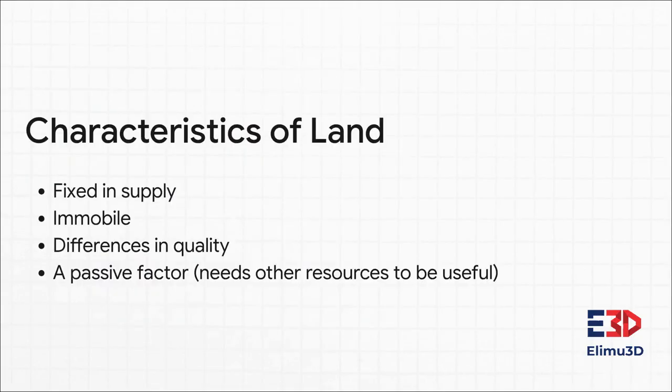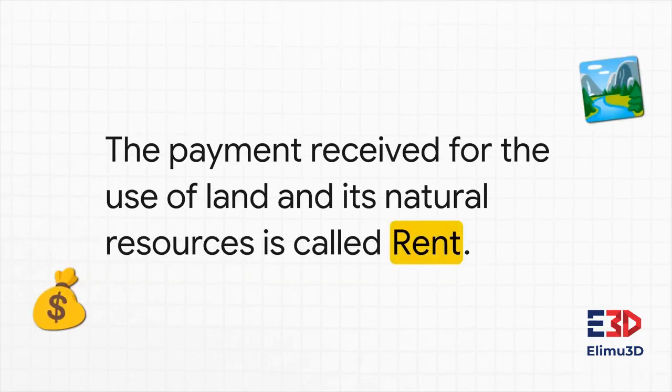Now, land has some pretty unique properties. First, its supply is fixed. We can't just create another continent, right? It's also immobile. You can't just pick up an oil field in one country and move it to another. And really important, it's what we call a passive factor. A forest or a deposit of iron ore doesn't really do anything on its own. It needs the other ingredients to become useful. And when someone owns this factor and they let someone else use it, the payment they get in return, that's called rent. Simple as that.